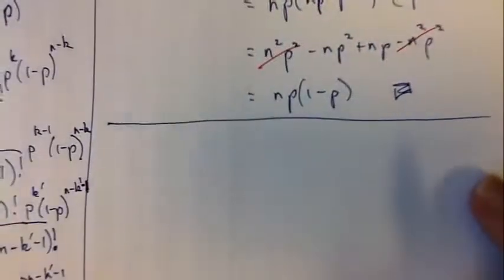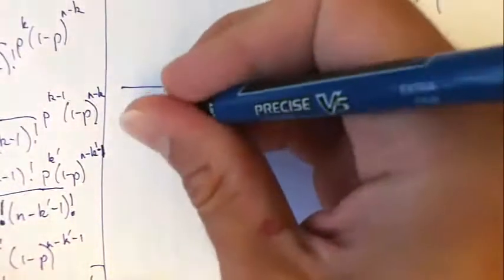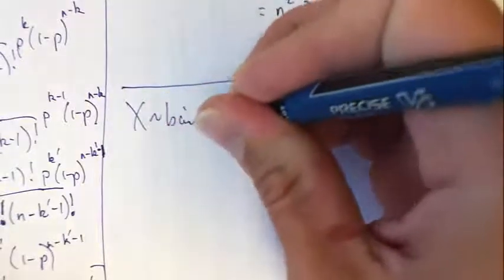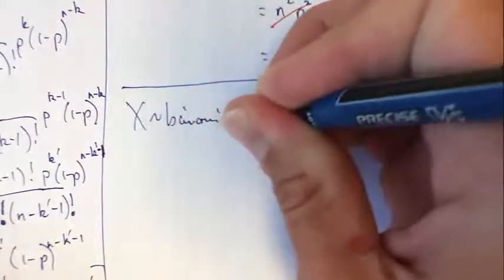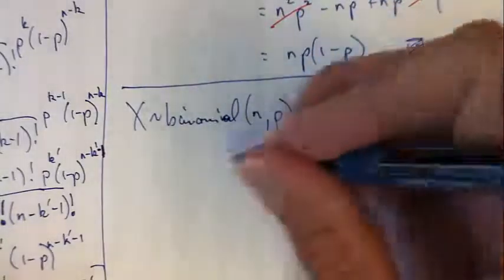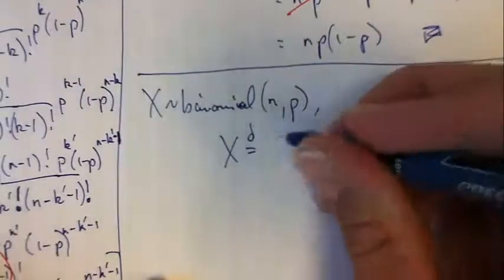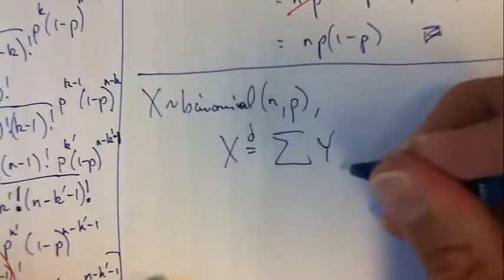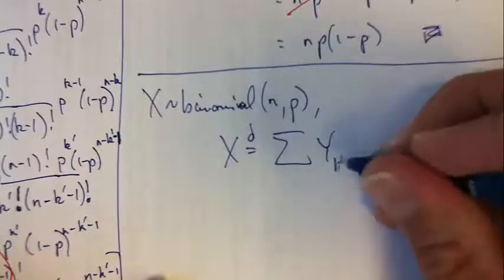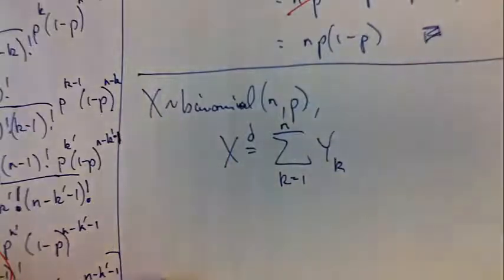Right, so there's one other thing I want to show you. It turns out that if X is distributed binomial with parameters n and p, then X can be expressed as, or it's equal in distribution to, the sum of a bunch of Bernoulli random variables. Okay, this can be really useful.